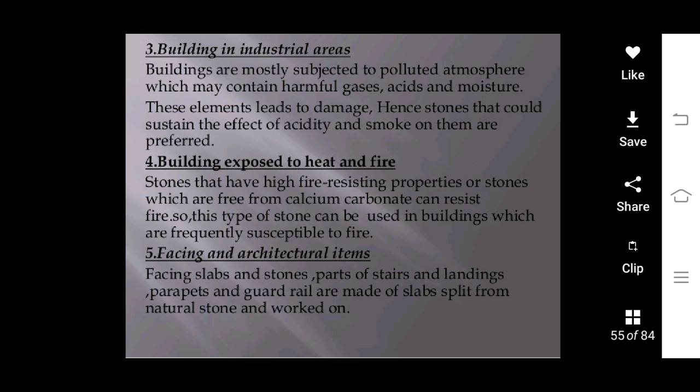Stones are also used for buildings exposed to heat and fire. Stones that have high fire resisting properties, or stones which are free from calcium carbonate, can resist fire. So this type of stone can be used in buildings which are frequently susceptible to fire. For building facing and architectural items, facing slabs and stones, parts of stairs and landings, parapets and guardrails are made of slab splits from natural stone.